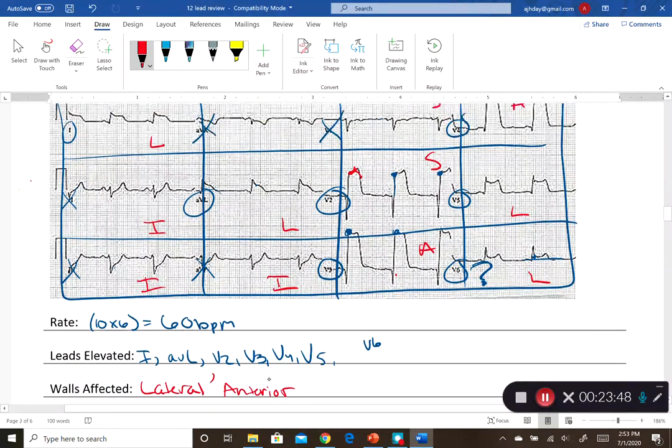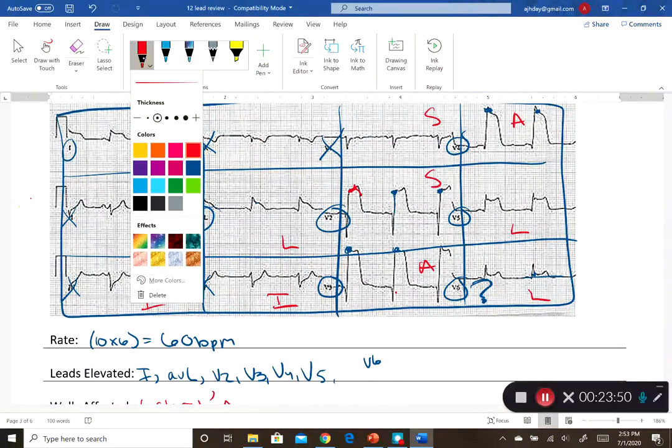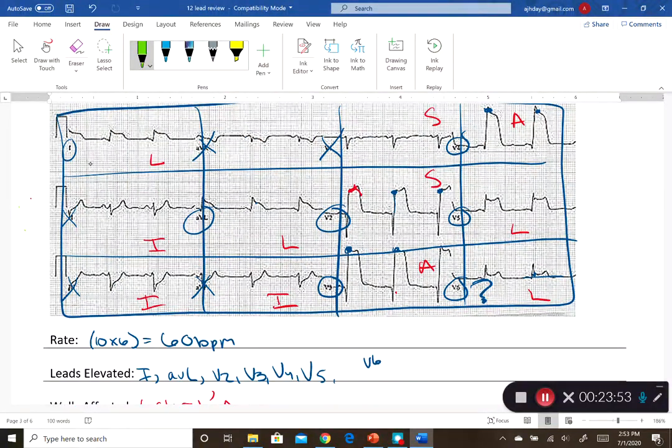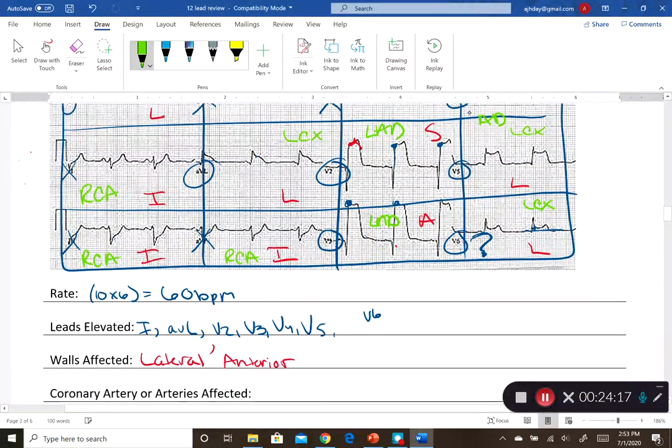So what coronary arteries are affected? Let's go ahead and label our coronary arteries. The lateral wall is fed by the left circumflex. The inferior wall is fed by the right coronary artery. Septal and anterior are both fed by the left anterior descending. So what arteries are affected? We have lateral and anterior. So my lateral is my LCX. My anterior is my LAD.